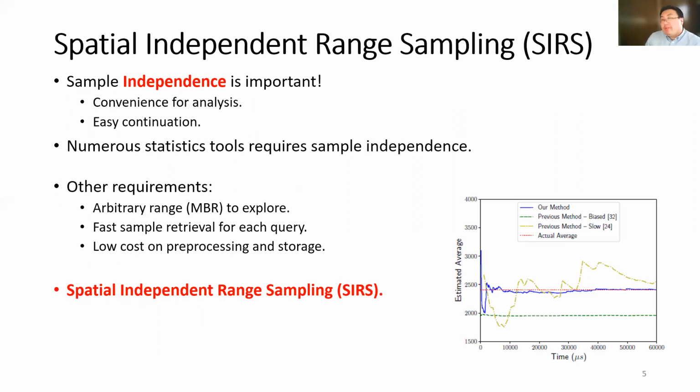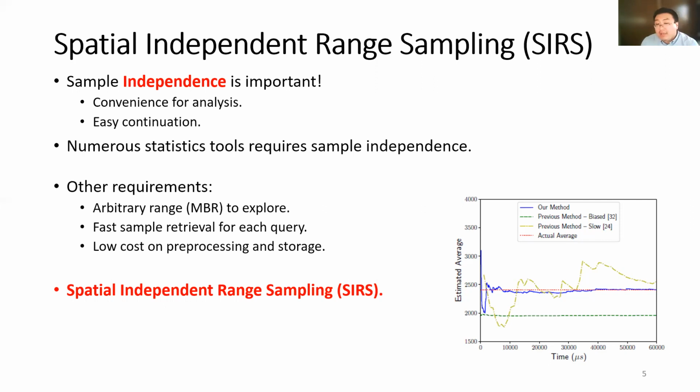One very important thing we want to highlight for drawing samples is independence. In statistics, there are a lot of tools, including the central limit theorem, and most of the concentration bounds rely heavily on identically and independently distributed random variables, or IID random variables. Having independent samples brings convenience in analysis and also makes continuation easier when we're not happy with the current results. For example, we can draw 1,000 samples to calculate an unbiased estimator of some aggregation. If we think it's not accurate enough, we can draw another 1,000 samples to improve it without throwing the first 1,000 away.